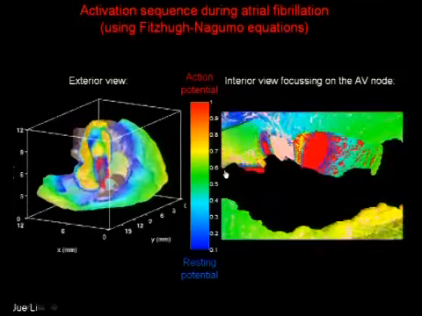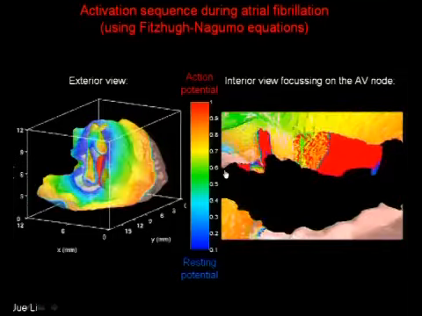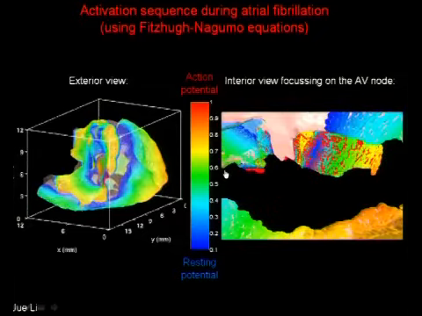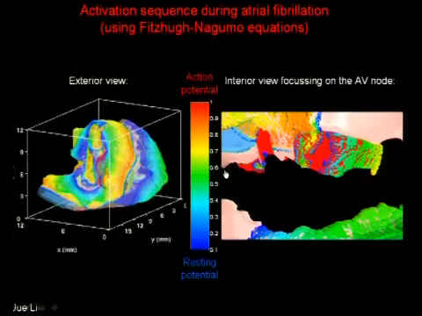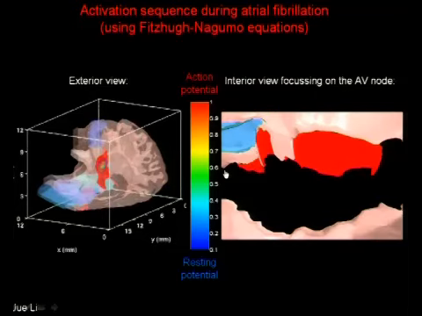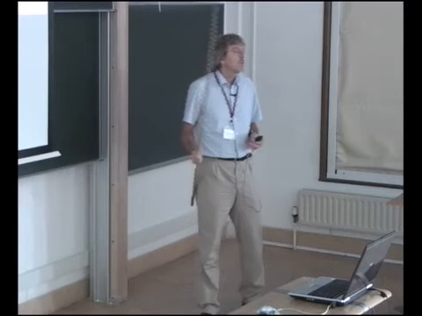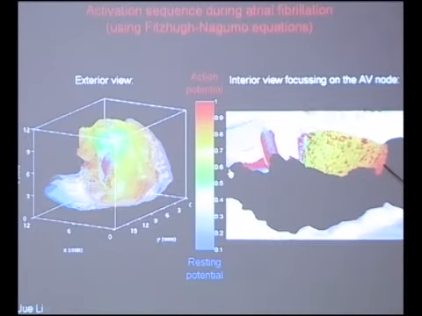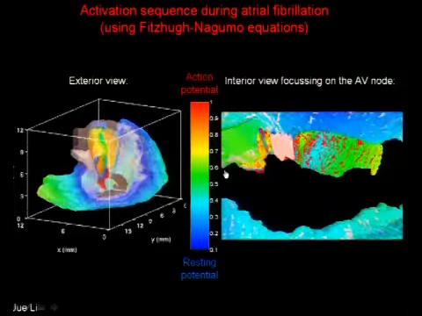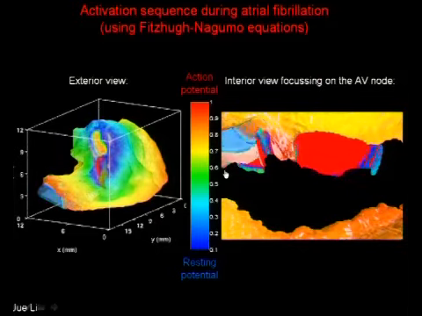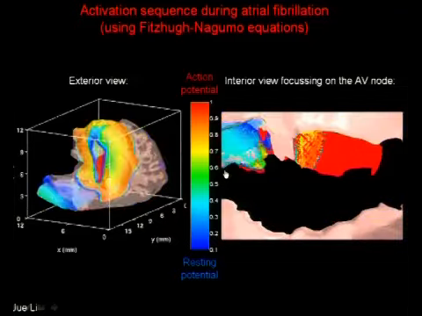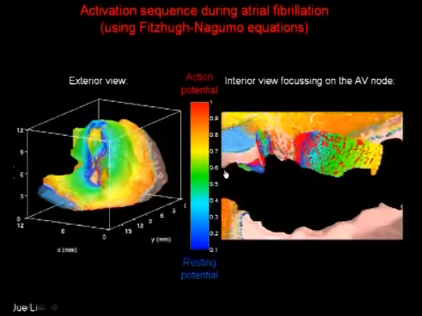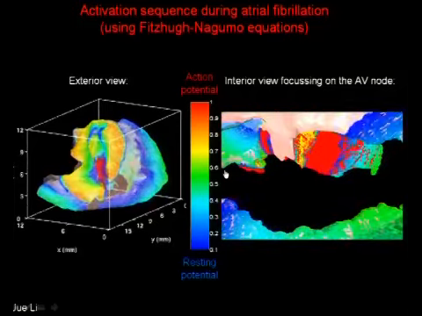And this is a simulation of atrial fibrillation, which we've triggered using an S1, S2 protocol. On the left, you see an exterior view of the right atrium, and you see high frequency activity. On the right is an interior view focusing on the node. Now notice that although you've got high frequency activity within the atrial muscle here, the frequency of action potentials being conducted along the node to the ventricles is very much lower.